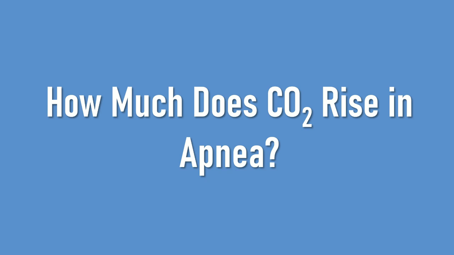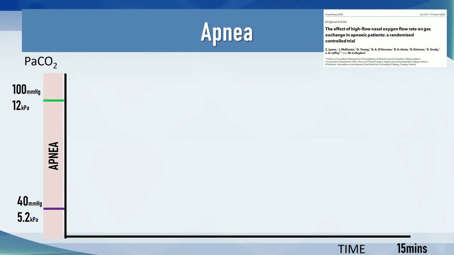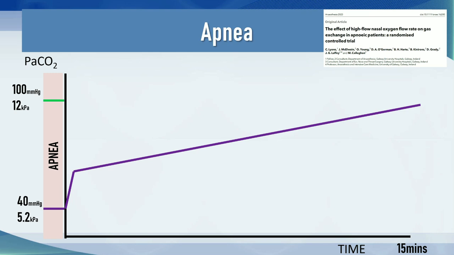How much does CO2 rise in apnea? This is very neatly demonstrated by my colleague Craig Lyons a year or two ago. PaCO2 rises 10 millimeters of mercury or 1.3 kilopascals in the first minute because arterial blood becomes venous, and then 3 to 4 millimeters of mercury or 0.5 kilopascals every minute thereafter due to continued metabolic production.